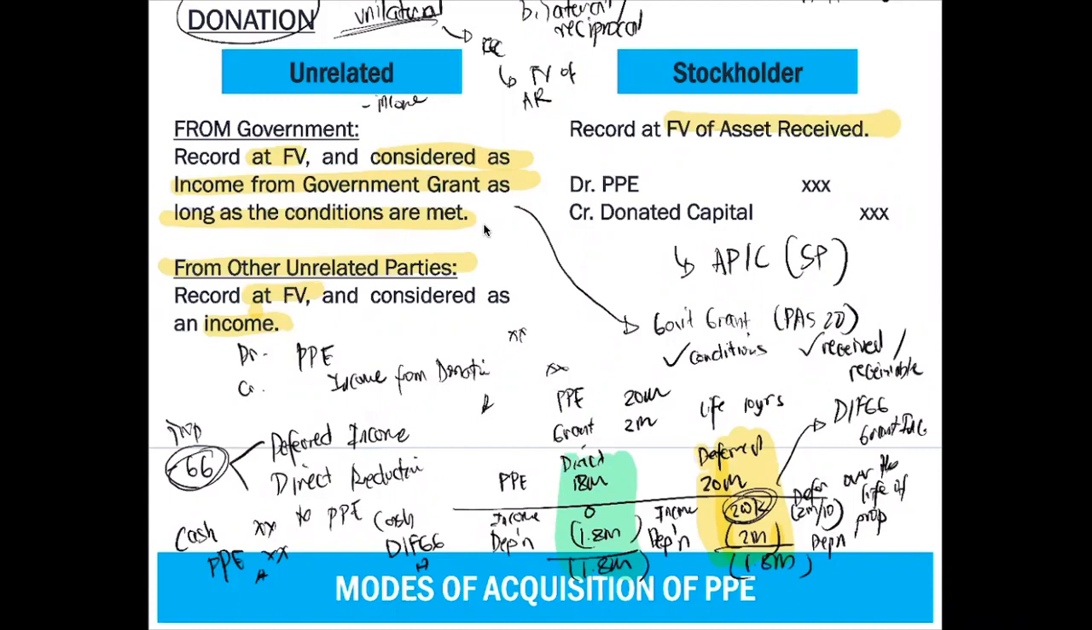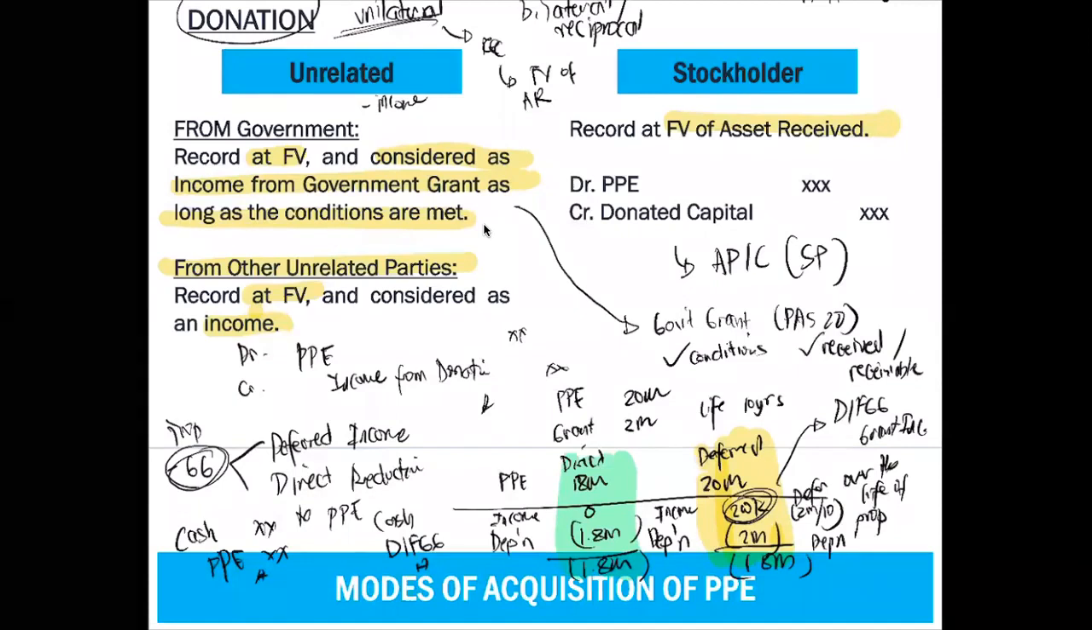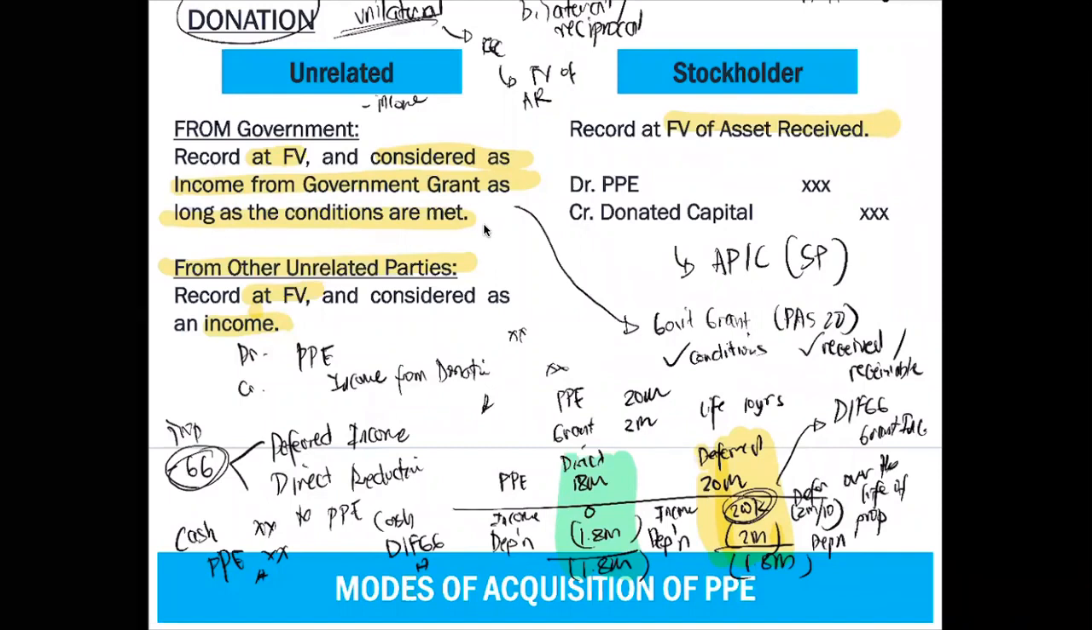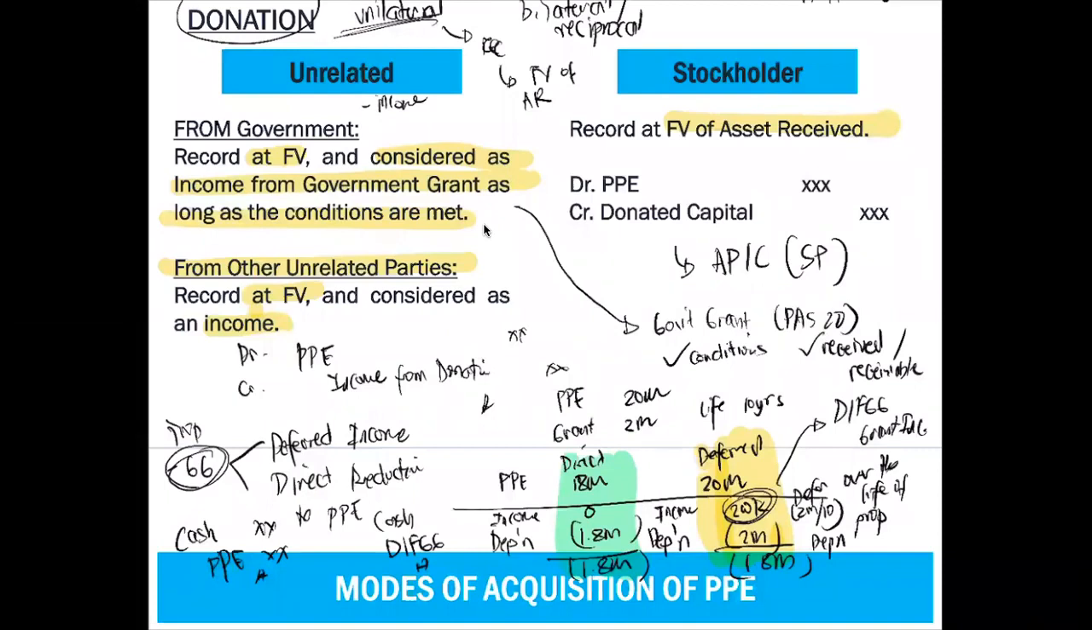Okay, ulitin natin. If ever you have a donation general rule, you should measure it at the fair value of the asset received. Yung credit lang yung mag-iiba. Pagka stockholder, donated capital. Pag other unrelated parties, income from donation. Pag from grant or government, income from government grant. Okay? Pero meron din tayong income from government grant that is only like a subsidy but not really a donation of the whole property. So how do we treat that? That is considered a grant related to asset. Then we can either account for it as a deferred income or a direct reduction on our property, plant, and equipment.